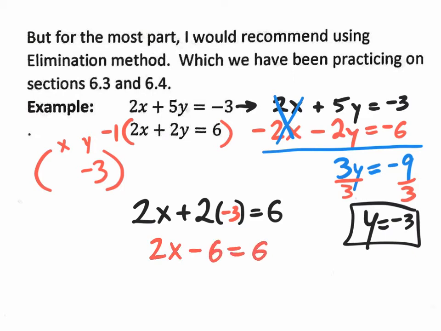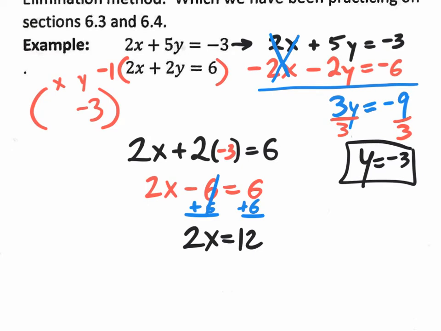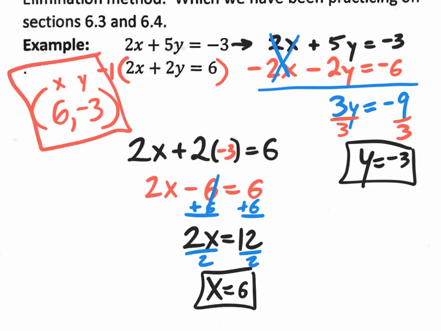Now from that point, I'm going to get rid of the minus 6 by adding 6 and adding 6. My new equation will read 2x equals 12. And my final step will be to divide by 2 on both sides, which means that x equals 6. So my answer is negative, or actually not negative 6, I'm sorry, 6 comma negative 3. That is my answer to the system.